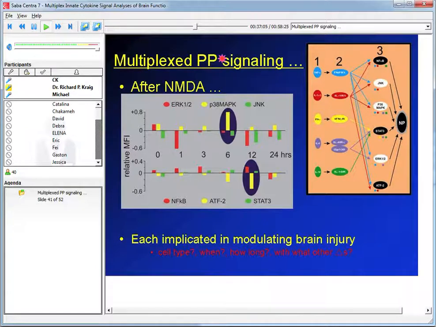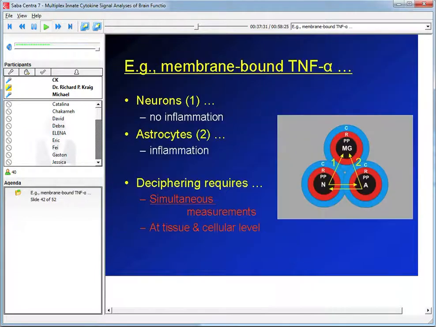So this is just a graphic representation of an up-down kind of signal. And these are hours after treatment with NMDA injury to show you that there is a clear profile change in many to all of the signals. And then the question becomes, which cell type, when, how long, what other changes are associated with it, to see which signaling systems are key for this downstream signaling to evoke other protein expression.